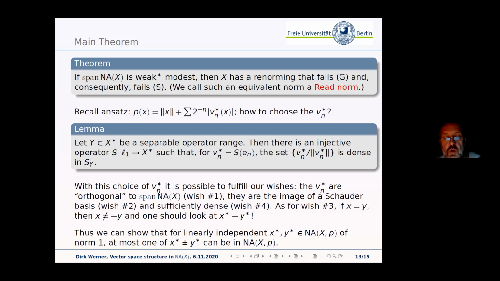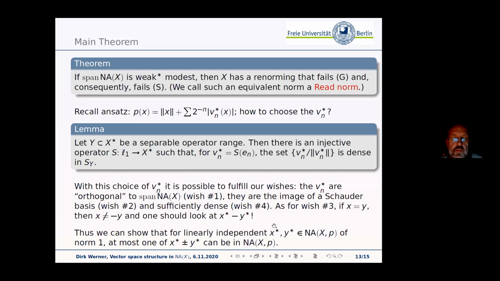If we do all this, then we see that whatever x star and y star we pick, if they are linearly independent, I think I didn't mention this from the beginning, if they are linearly independent, then either x star plus y star cannot be norm attaining, or x star minus y star cannot be norm attaining, maybe both.